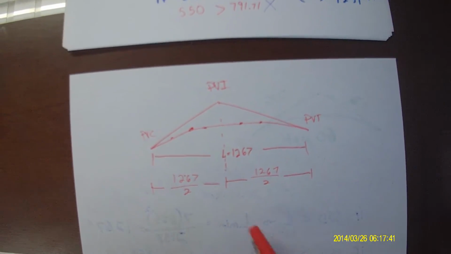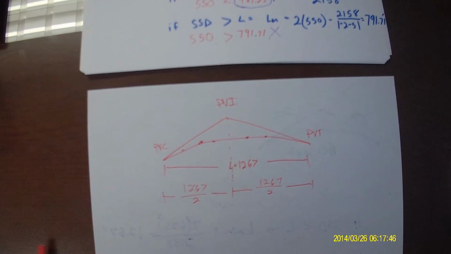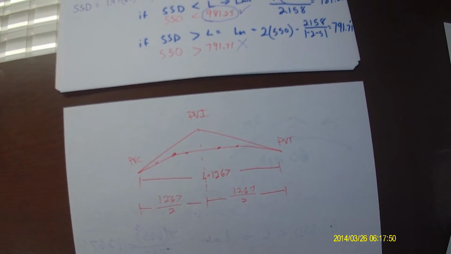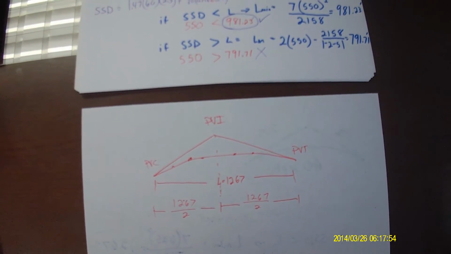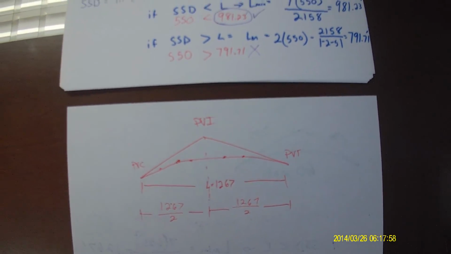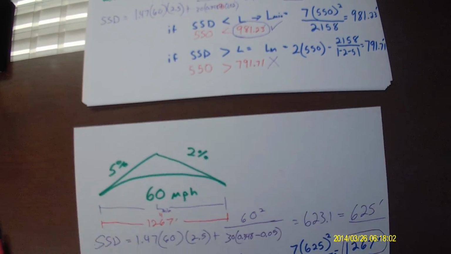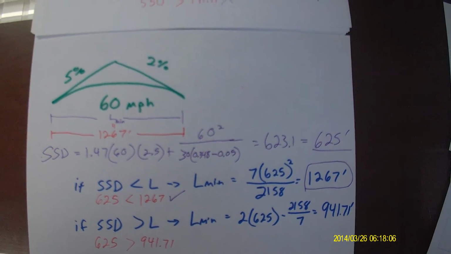This is the minimum length with respect to stopping sight distance. There are minimum lengths with respect to appearance, there are minimum lengths with respect to comfort, and so on and so forth. Of course, when we're designing, we want to make sure we're designing things for safety first. Therefore, the minimum length for stopping sight distance is the one that is most widely used. And with that, we'll stop this example.